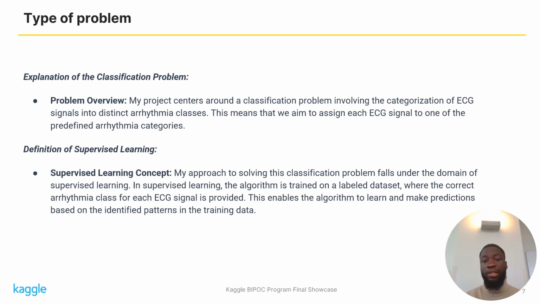Type of problem. This is a classification type of problem, a multi-classification problem, because we are classifying five different classes. And this is also a supervised learning problem where data sets consist of target labels, and our model will learn from our training data and evaluate all that it has learned on the test set.